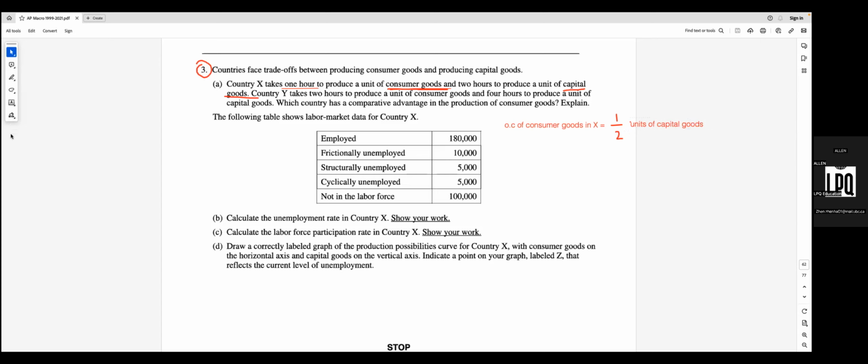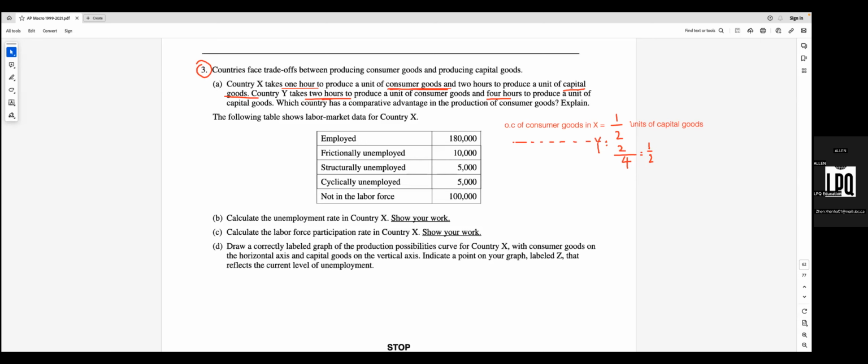You just do all the same thing for country Y. So what are those two numbers for country Y? 2 hours to produce a consumer good, 4 hours to produce a capital good. Just like the first one, we do 2 divided by 4, which is still equal to 1 divided by 2. So this question is very special. Country X and country Y have the same opportunity cost for producing consumer goods. So finally, the answer is that neither country has a comparative advantage in the production of consumer goods.